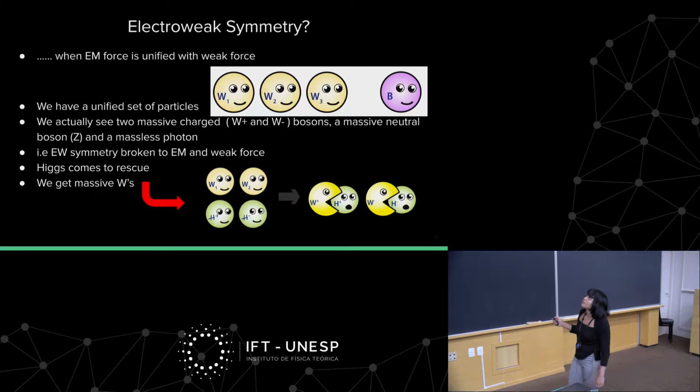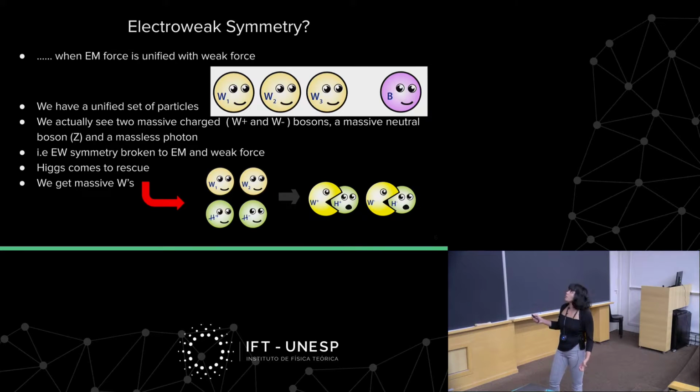However, what we really see is these two massive charged bosons, the W plus and W minus, and a massive neutral boson, the Z boson, and you have a massless photon. And this happens because of the Higgs. The Higgs gives mass to these particles.